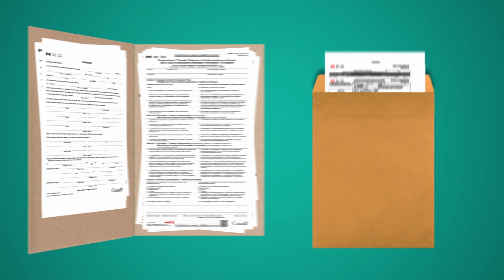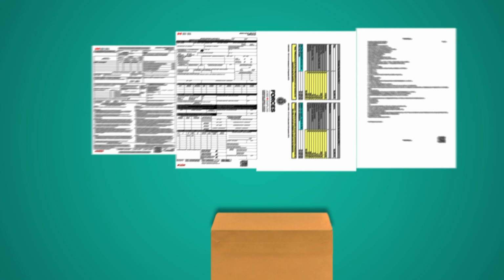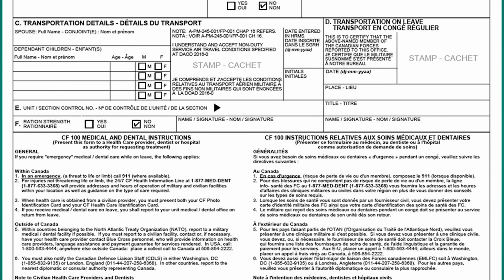Verification of the documents in the folder is complete. Now let's look at the contents of the envelope. The first document is the CF-100 Leave Request Authorization. You have the original document. You must keep it with you as it is official proof of your membership in the Canadian Armed Forces.